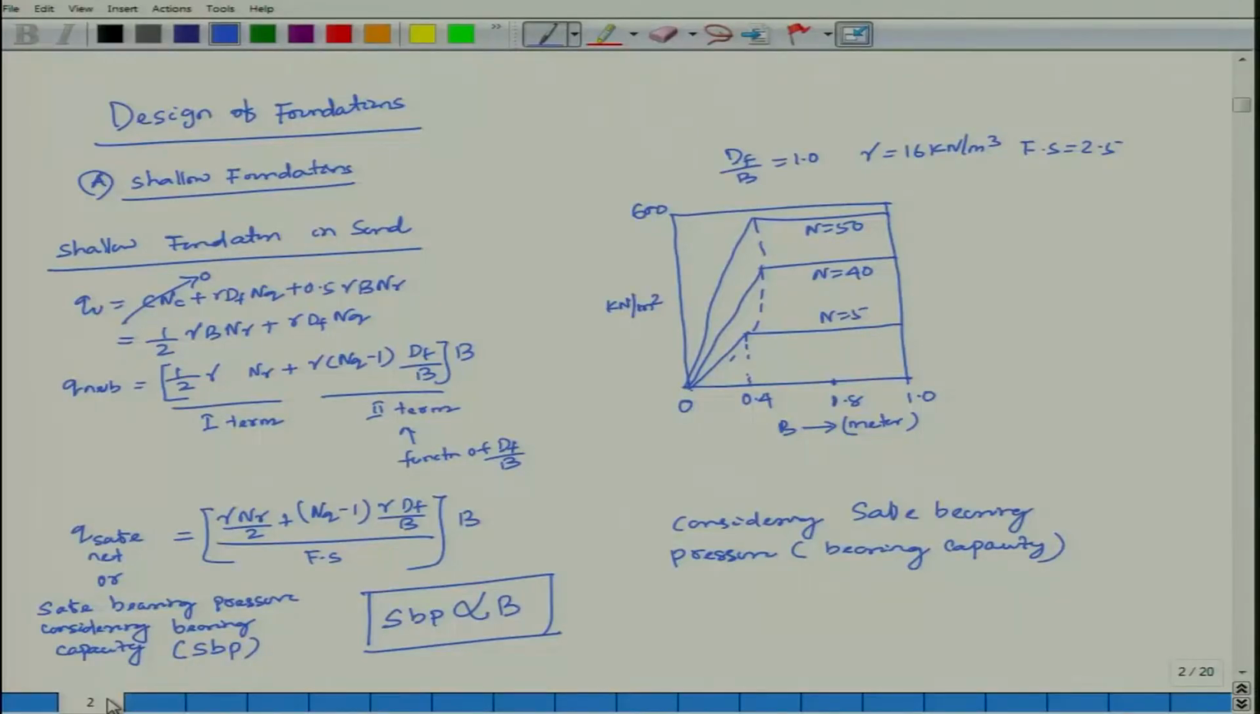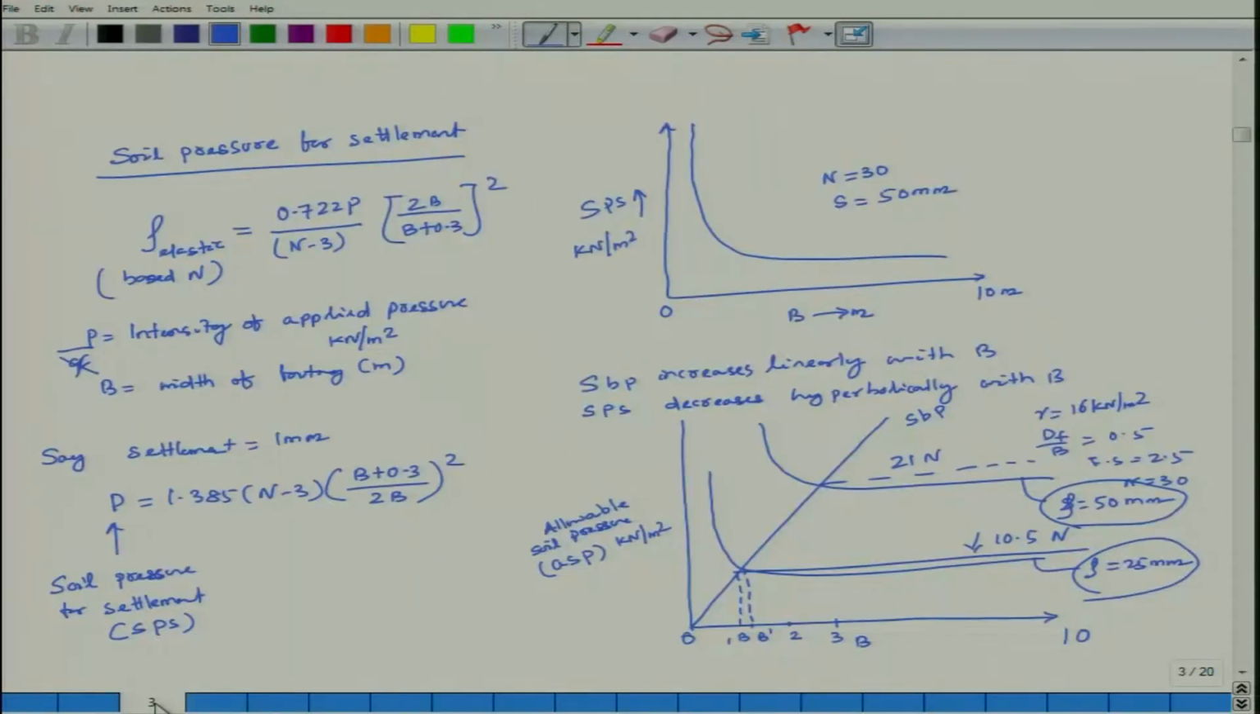In the last few classes I started the design of foundations, beginning with shallow foundations, and I have completed shallow foundation in sand. Just a recap of where I was last week. For shallow foundation in sand, we considered bearing pressure from bearing capacity, as well as soil bearing pressure from settlement, with 25 mm settlement for a residential building and 50 mm for an industrial building.